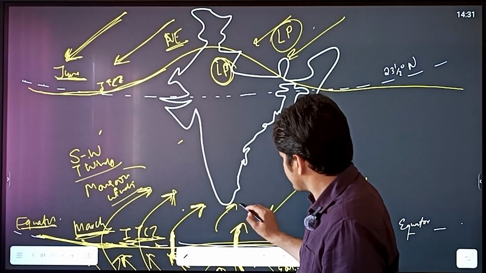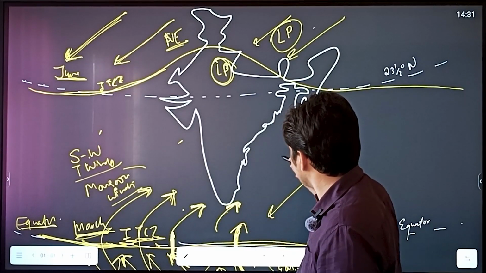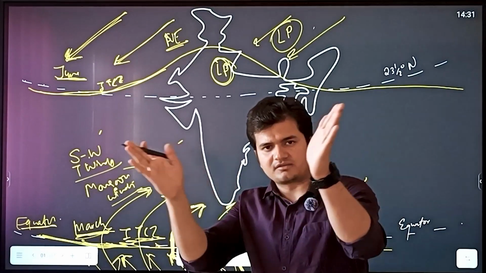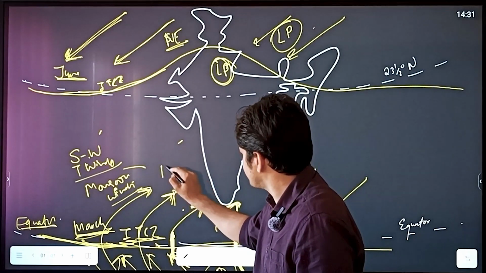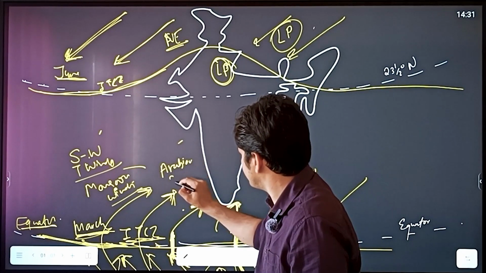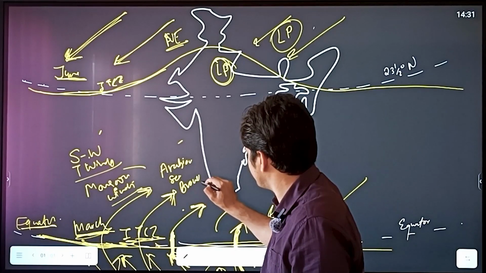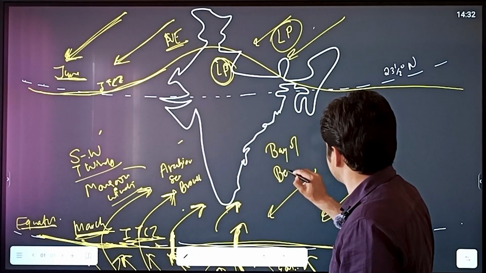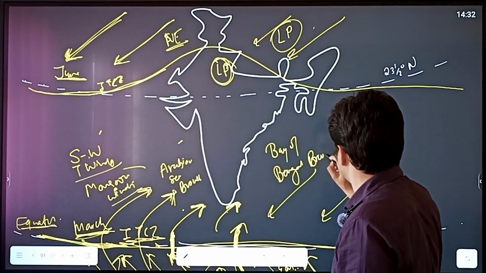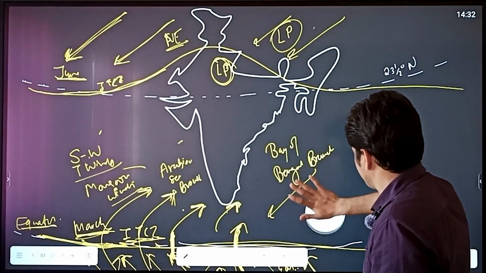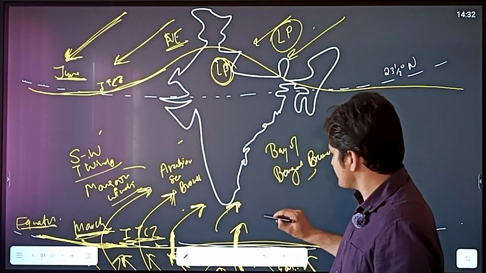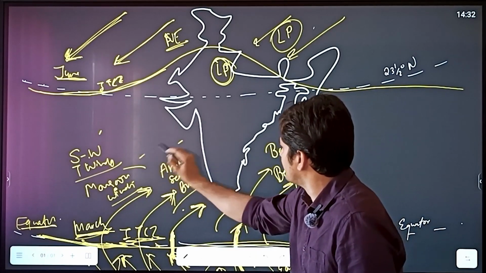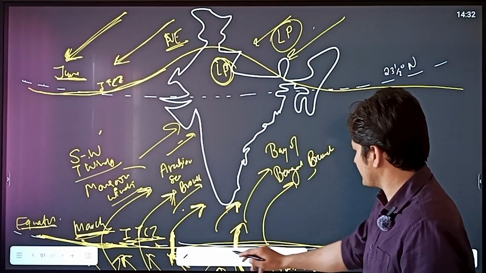So these winds, when they reach peninsular India, the mainland India, what will happen? These winds will bifurcate into two parts. The first is the Arabian Sea branch. Then we have the Bay of Bengal branch. So these are the two branches of Indian monsoon winds which will climb up toward the northern plains.